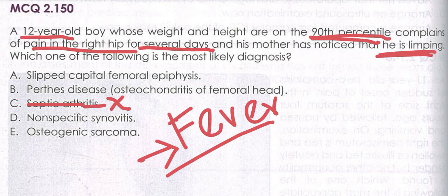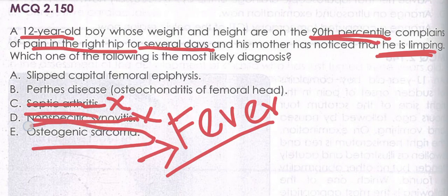So we will rule out septic arthritis. Another option, D, non-specific synovitis, mostly presents sometime after a viral infection, when the joint pain will be there. So non-specific synovitis we will also exclude. Osteogenic sarcoma mostly presents with a lump, and here there is no lump in the history. So these three, C, D, E, we will exclude. Now we are thinking about A and B.